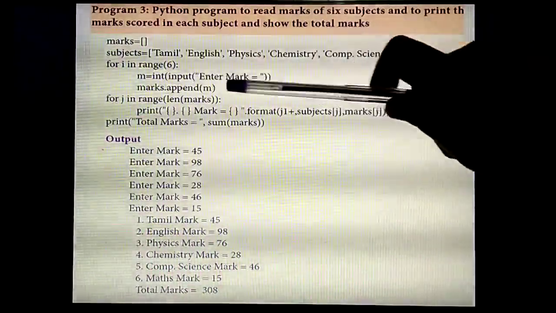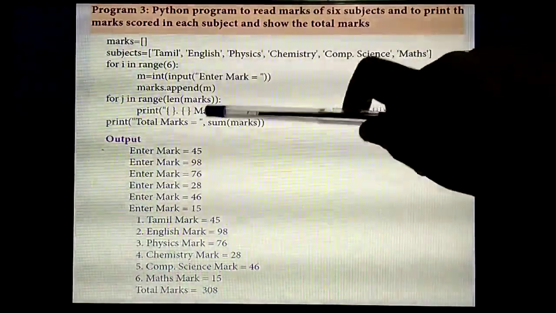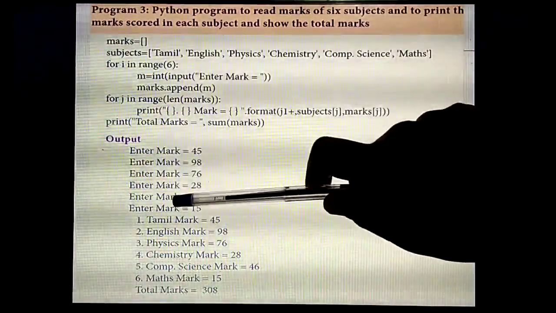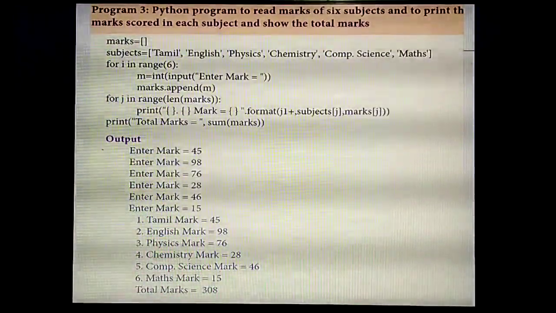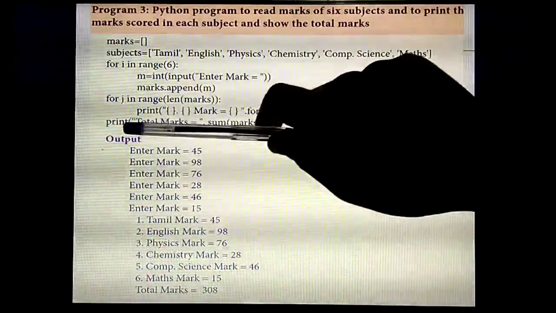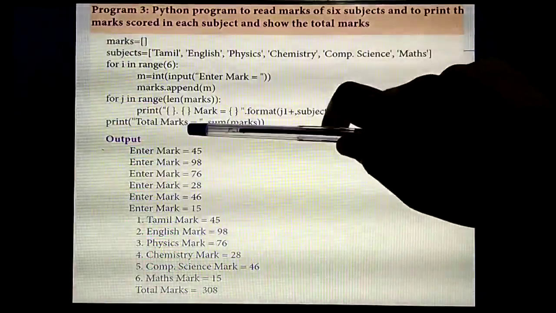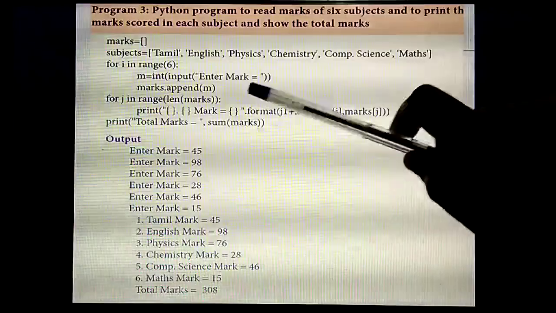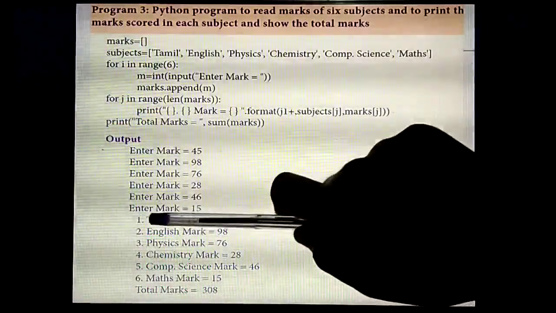See, first enter mark, so first mark, then enter mark, likewise how many times will it execute? 6 times, 1, 2, 3, 4, 5, 6 times. So 6 marks you are entering. Next, print total marks. Total marks means the same marks you have entered will be displayed. First it will display the subject, so Tamil mark.